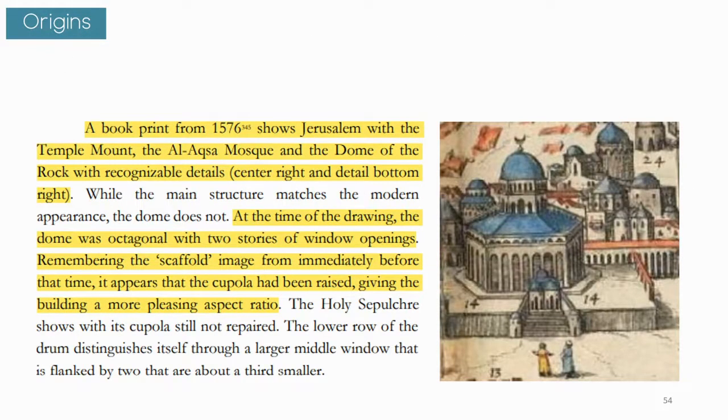And then in 1576 we have this. At the time of the drawing, the dome was octagonal with two stories of window openings. Remembering the scaffold image from immediately before that time, it appears that the cupola had been raised, giving the building a more pleasing aspect ratio. So we can see that just above the main roof, just below the cupola, there are two stories. So they've raised it up to make it look a little bit more aesthetically pleasing.